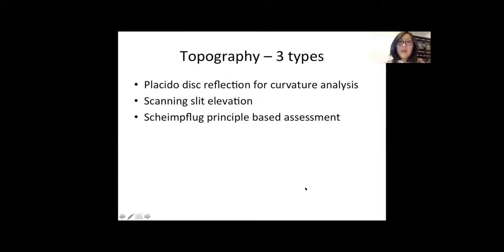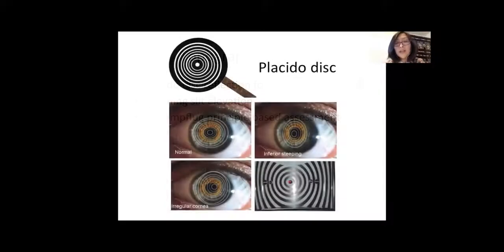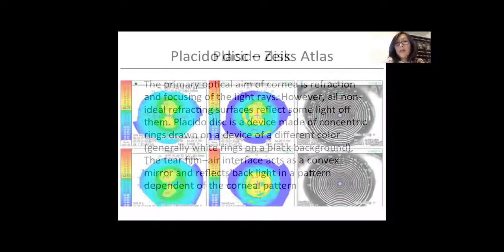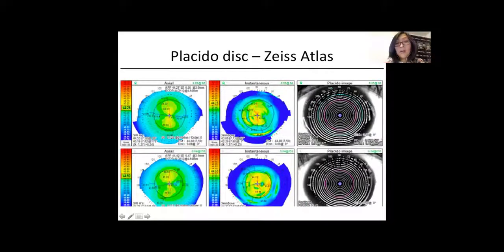When we talk about topography and measuring the cornea, there are 3 basic techniques now: Placido disc reflection, scanning slit elevation, and the Scheimpflug principle-based assessment. This is the traditional Placido disc. This is basically reflecting circles onto the eye. You can see here immediately if there is some steepening or irregularity based on the concentric circles. And this would be a typical Zeiss Atlas corneal topographer that gives you some indication of the regularity or irregularity of the cornea.